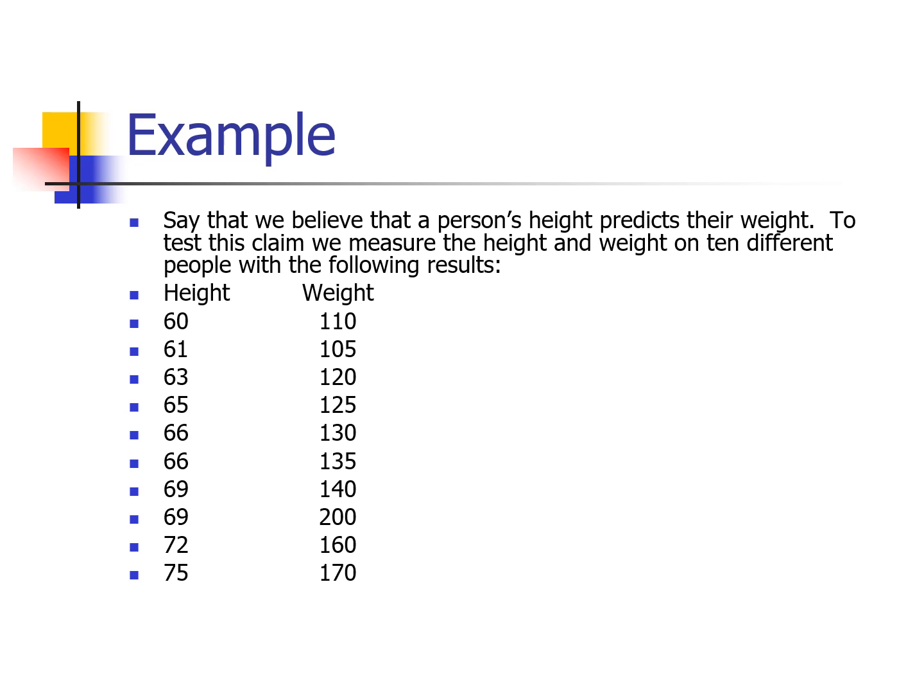So here's a pretty straightforward example. Maybe we're interested in helping someone test their claim that a person's height could be used to predict their weight. To test this claim, we measure the height and weight on 10 different people with the following results.